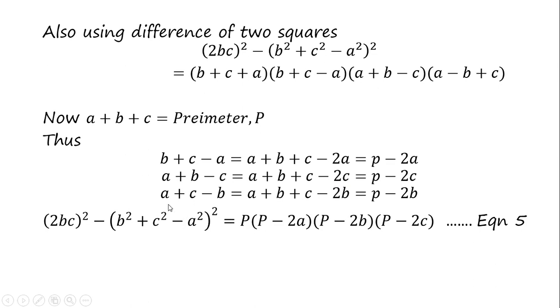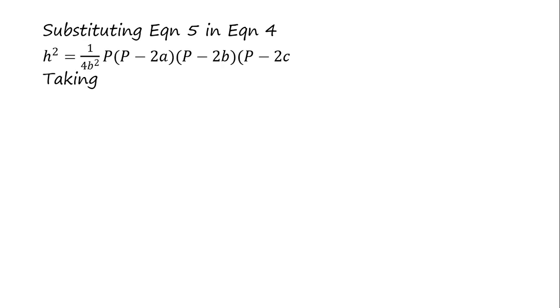So having got this relationship, we are now able to substitute in the expression of 4b squared c squared plus a into this expression, and if we do that, you can see that this now long expression only becomes P into P minus 2A, P minus 2B, P minus 2C. That's rather simplified. So if we substitute equation 4 in equation 5, and of course eventually we take the square root, we have this relationship as the expression for h squared.